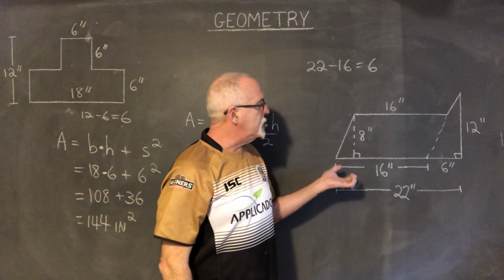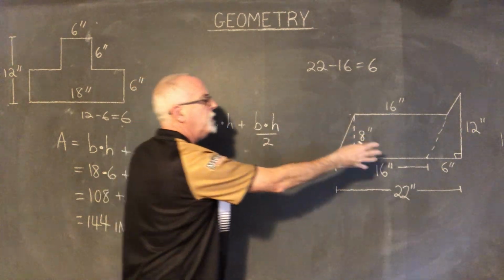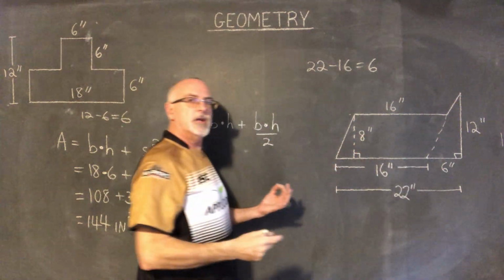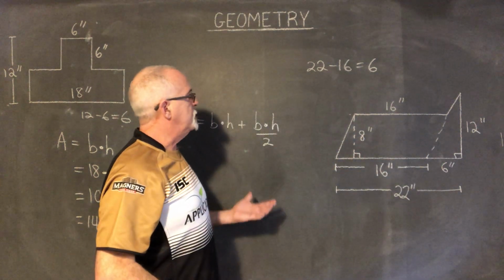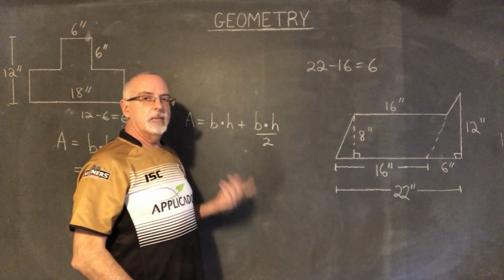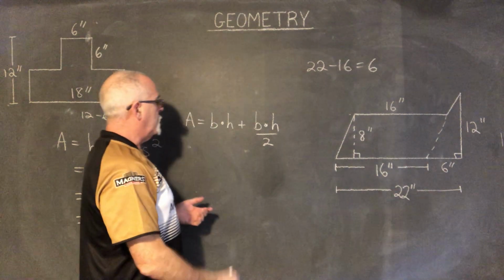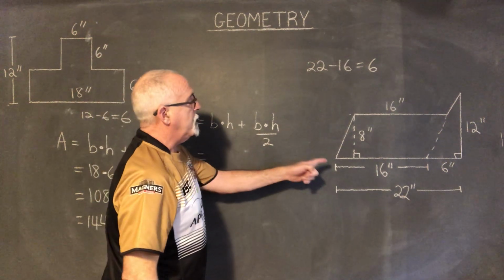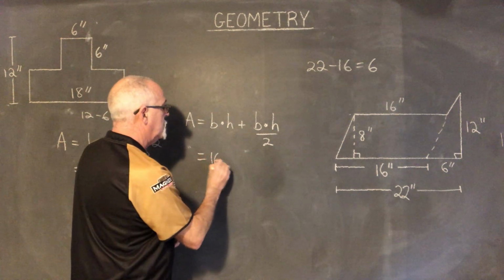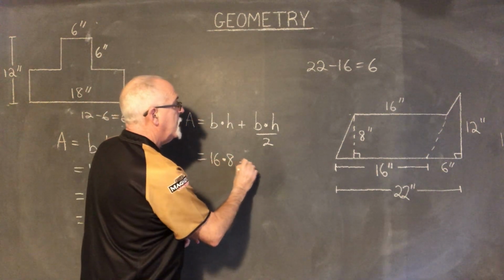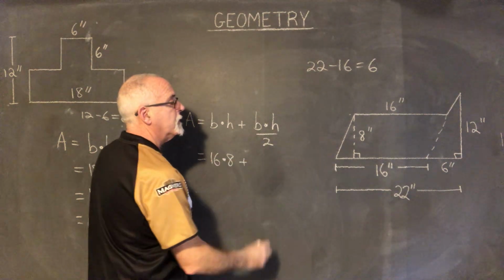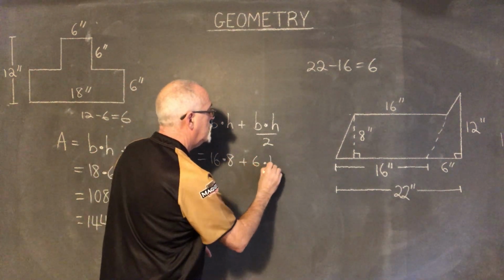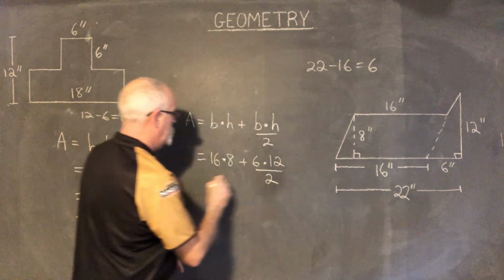It seemed really challenging at first, but once we get to this point where we've decided what smaller shapes we are putting together to make the composite shape, then we look at the area formulas and it doesn't seem so complicated after all. Base times height for the parallelogram is going to be 16 times 8. And base times height over 2 for the triangle is going to be 6 times 12 over 2.